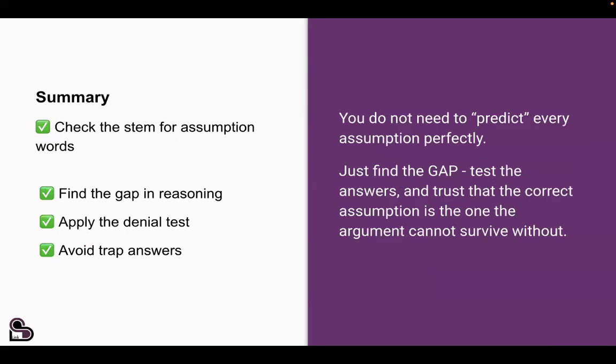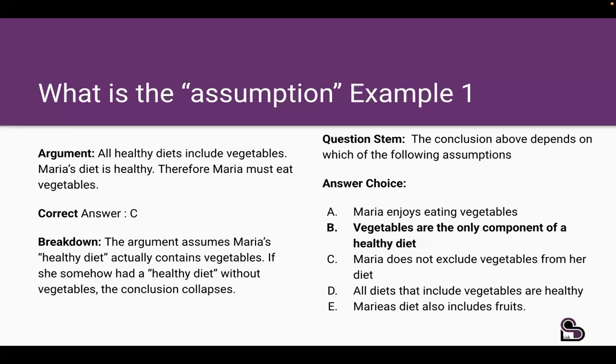All right, in summary, check the stem for assumption words, find the gap in the reasoning, apply the denial test, and avoid trap answers. You do not need to predict every assumption perfectly, just find the gap, test the answers, and trust that the correct assumption is the one the argument cannot survive without. All right, what is the assumption?